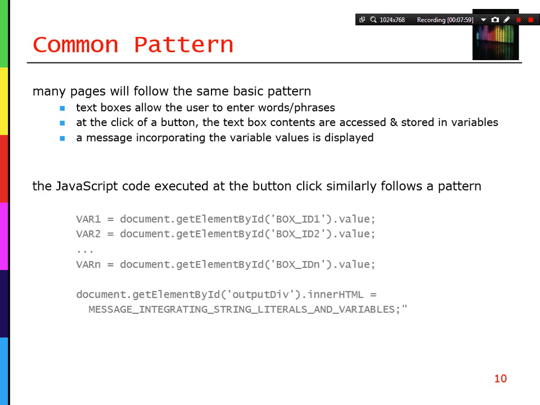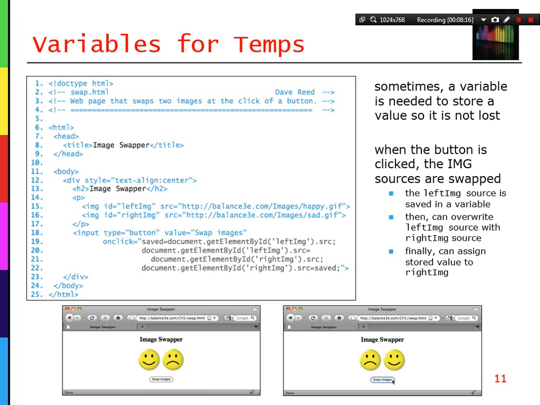A lot of pages will follow the same basic pattern. For example, here we say var1 equals document.getElementById boxId1, var2 equals boxId2. That way you can concatenate all of those variables together to do your displaying. Sometimes variables can be stored in temps as well.